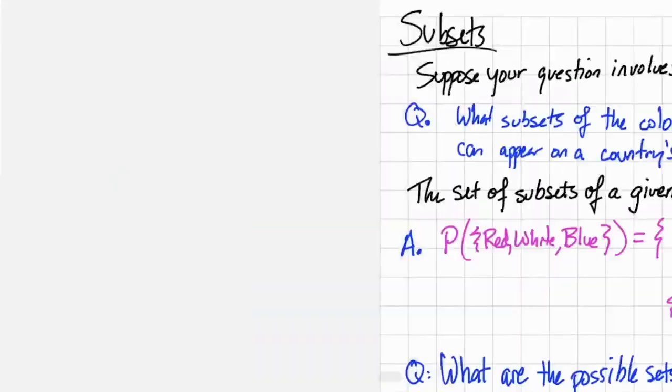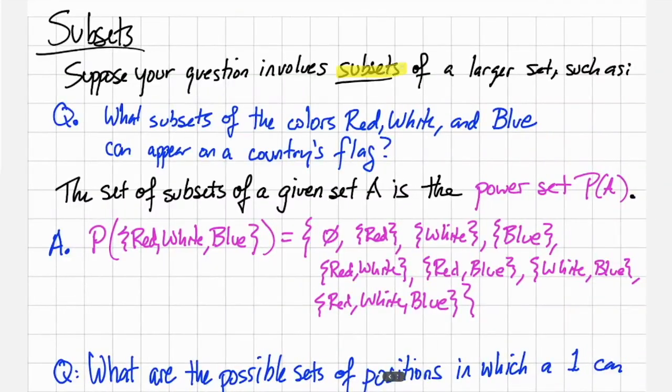Let's say instead of sequences, we have a question that involves subsets of a larger set. For example, what subsets of the colors red, white, and blue can appear on a country's flag? A set of subsets is the power set of your set. The answer to this question would be the power set of the set {red, white, blue}. You could have no colors. You could have red on the flag. You could have white on the flag. You could have blue on the flag. You could have red and white on the flag. You could have red and blue on the flag. You could have white and blue on the flag. Or you could have all three, red, white, and blue on the flag.